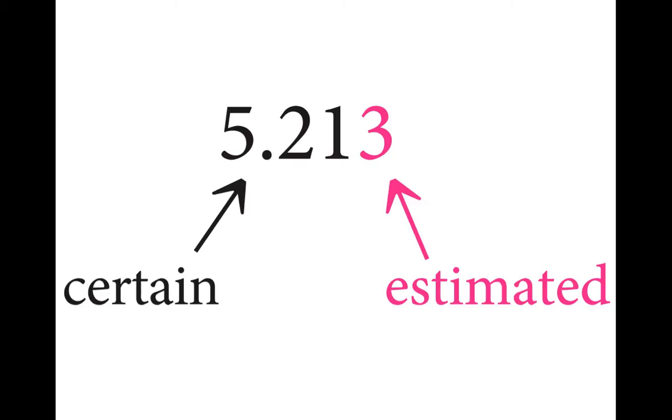Okay, so what we said before in the previous slides was that the last digit is going to be the digit of estimation. Let me go here again. That's going to be the digit of estimation, right? And these are known for certain. Okay, that's what you need to be thinking about when you're reading an analog instrument and deciding what number is the appropriate number to write.